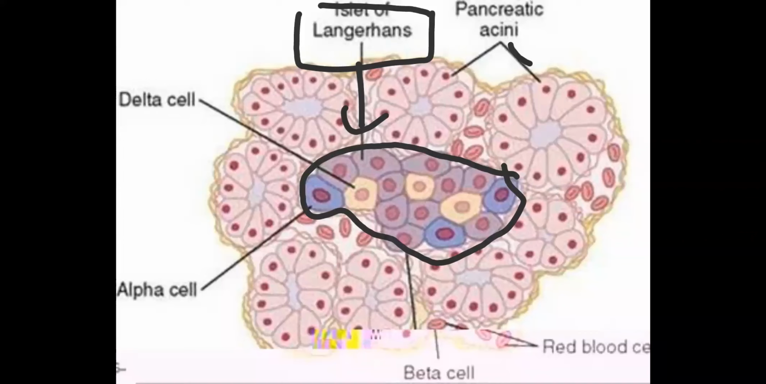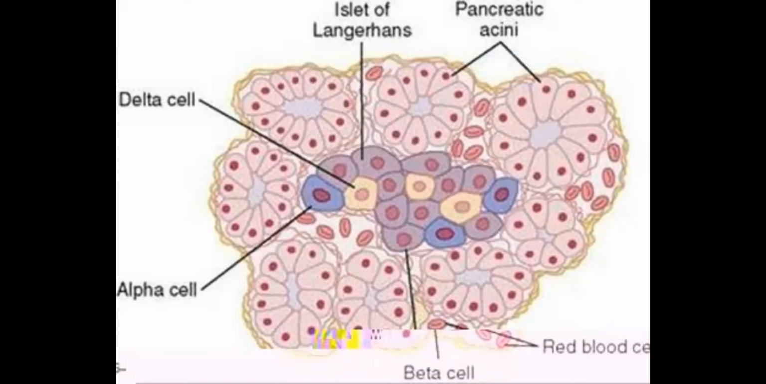But never underestimate them. They are almost 1 or 2 million in number within one pancreas. Two million means 20 lakhs such clusters can be there in one pancreas. So these clusters of endocrine cells are identified as islets of Langerhans. Langerhans must have identified them. It contributes up to 2% of the total pancreatic tissue. Let's say 98% are pancreatic acini, the exocrine part, and 2% are islets of Langerhans, the endocrine part.